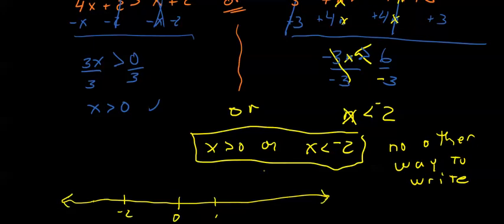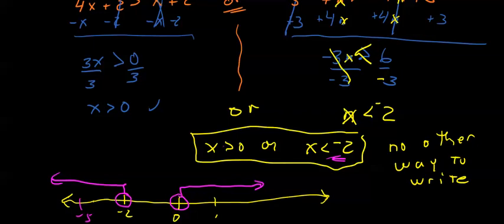And x is bigger than 0. Use a different color. Bigger than 0, we go to the right. Or x is smaller than negative 2. All of these numbers, 1, it's bigger than 0. I don't care about this side. Negative 5, it's smaller than negative 2. Don't care about this side. As long as one of the conditions is met, I'm good to go.